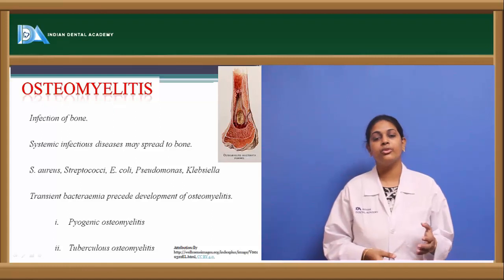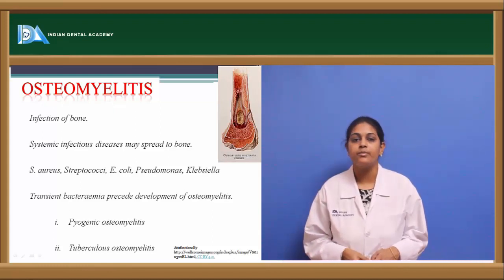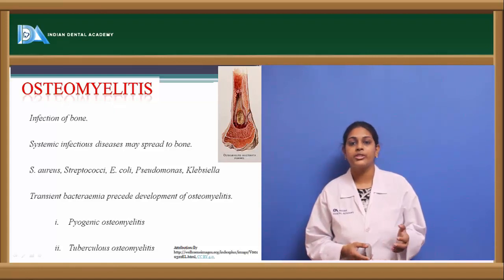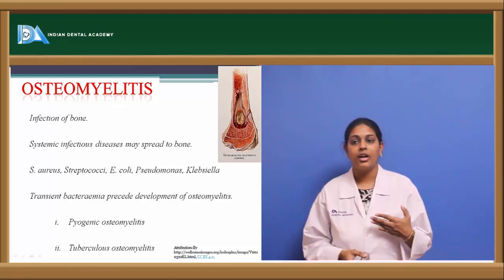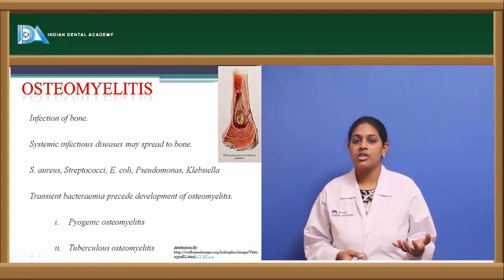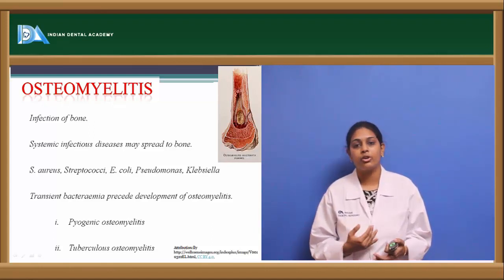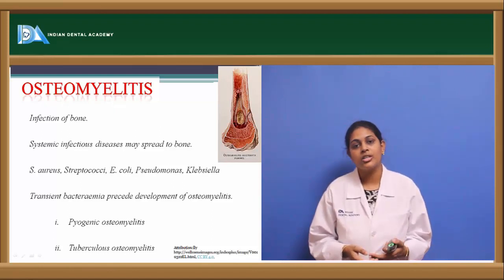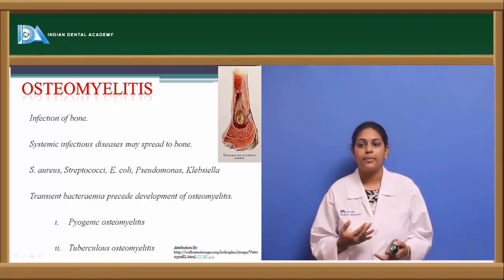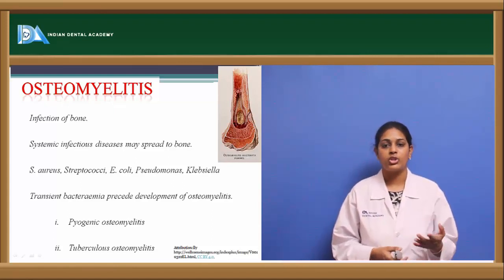So it is an infection which involves the bone, and most commonly it is caused by microorganisms which cause systemic infections rather than local infections, which may spread from the systemic areas to the bone. Among them, the most common species involved is Staphylococcus aureus, followed by Streptococci, Escherichia coli, Pseudomonas, Klebsiella. These are the microorganisms which usually are involved in osteomyelitis.